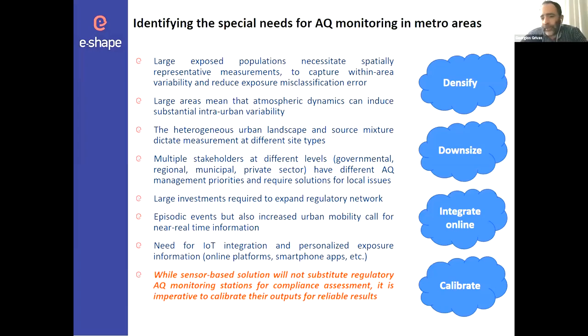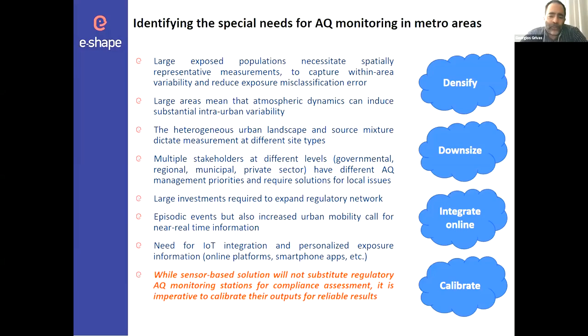Moreover, different site types are required for monitoring: traffic sites, urban, suburban background. That can be somewhat of less concern in smaller cities, but not in large metro areas. As we saw with the example of Athens, there are frequently multiple stakeholders at the different levels, governmental, regional, and municipal, and each one has different air quality management needs, priorities, and requires solutions for their own local issues. To satisfy all these needs with official regulatory stations would require a very large investment, a lot of money. Therefore, alternative solutions should become available.